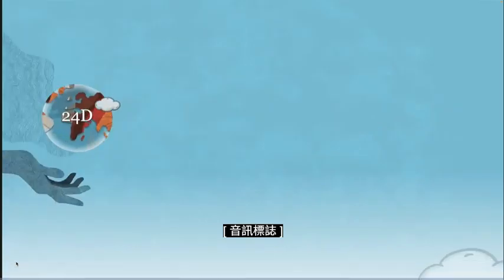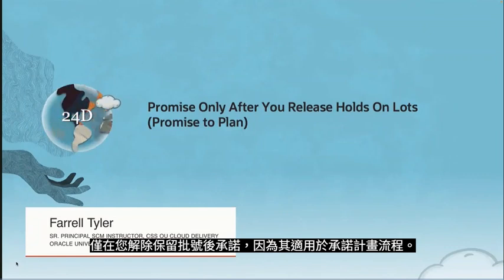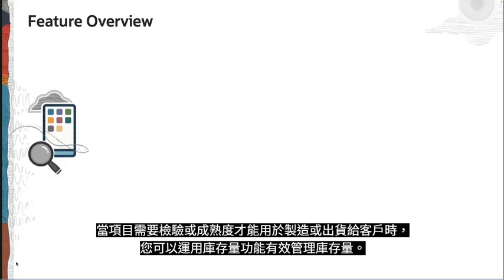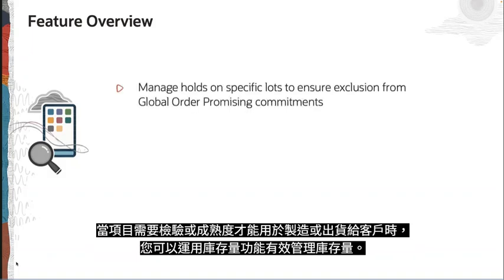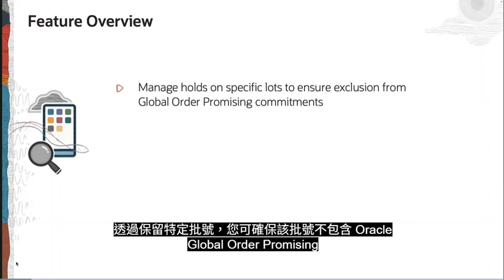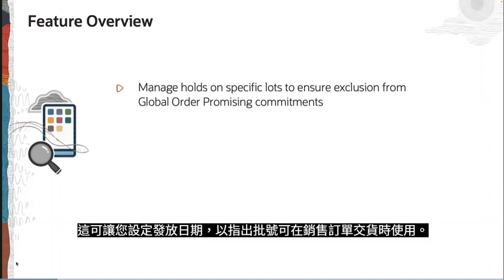Promise only after you release holds on lots as it applies to the Promise to Plan flow. When an item requires inspection or maturation before it can be used in manufacturing or shipped to customers, you can utilize the on-hand lot feature to manage your inventory effectively. By placing a hold on the specific lot, you ensure that it is excluded from any commitments made by Oracle Global Order Promising.